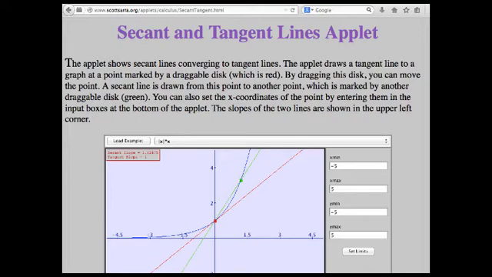So if we take a look at what we have here, we have a blue exponential curve, and we have two lines associated with it. We have a secant line, that's the green line, which passes through this point, which you'll notice I can move along the curve, and also that y-intercept point at 0, 1. Then we also have the red tangent to the curve at that point 0, 1, the y-intercept.